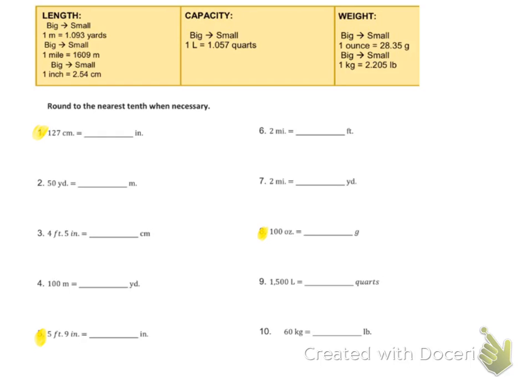So starting off with question one. We're going from 127 centimeters to inches. So the first thing you're going to want to do is look for the conversion. We know that 1 inch is equal to 2.54 centimeters. You should always write them underneath in the order that they are presented. So we should put 2.54 centimeters first, because that aligns with what we're looking at above. And then 1 inch.